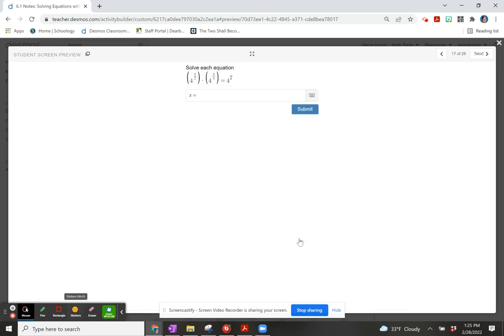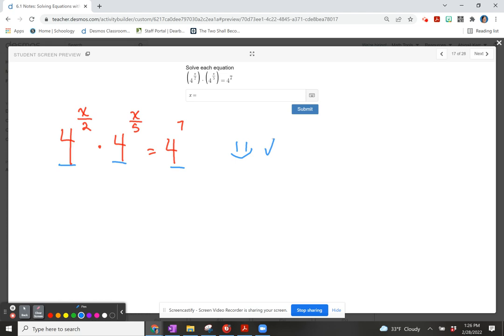So let's get on to those problems. We have 4 raised to x over 2 times 4 raised to x over 5 equals 4 to the 7th. Okay, what we do, we notice that all the bases are the same, so we can proceed. We also are looking at this multiplying.